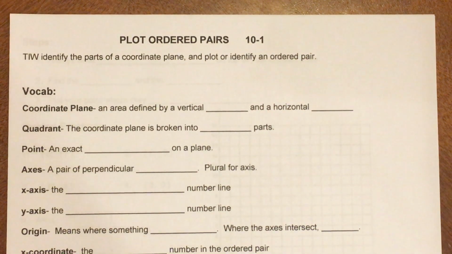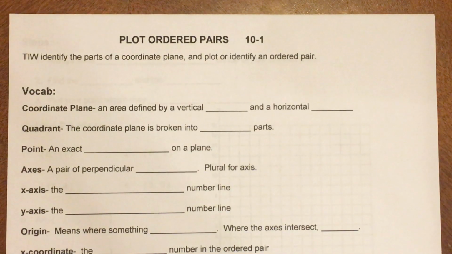We are starting Unit 10 today. So our first topic is called plot ordered pairs. Our goal today is really confusing. It says, today I will identify parts of a coordinate plane and plot or identify an ordered pair.